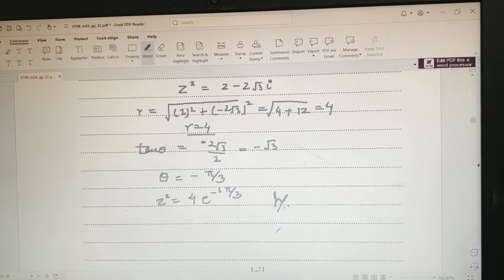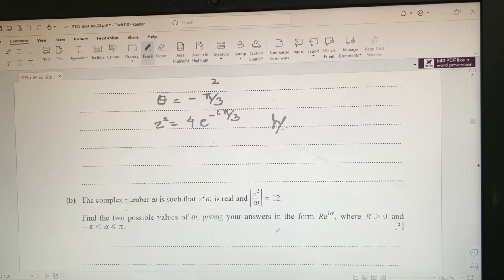Now move to the next part. It says the complex number omega is such that z square omega is real and modulus of z square over omega is 12. Find the two possible values of omega, giving your answers in the form r e to the i alpha.